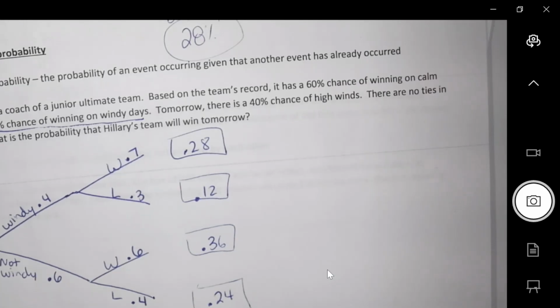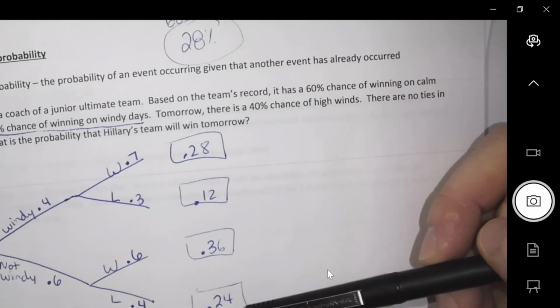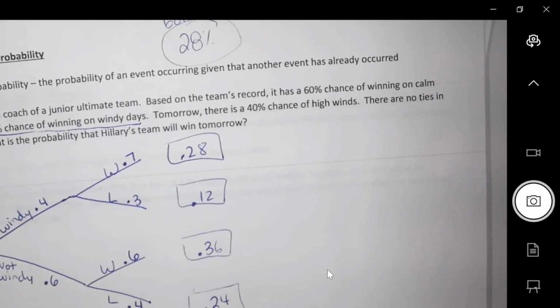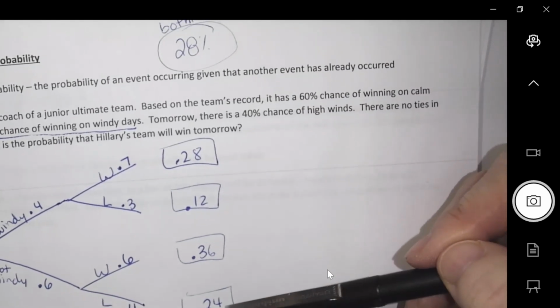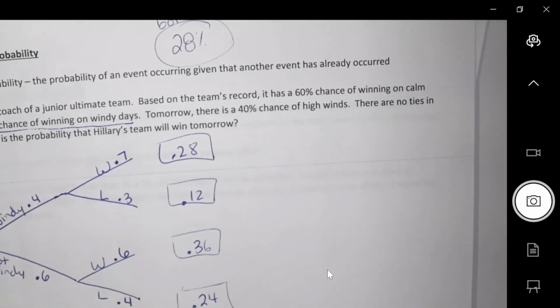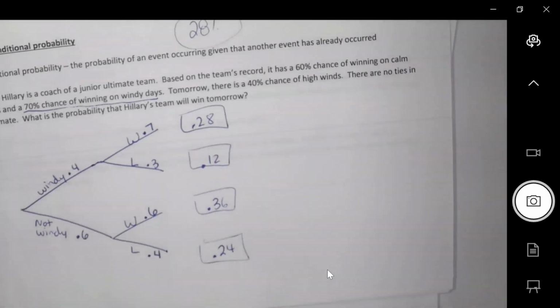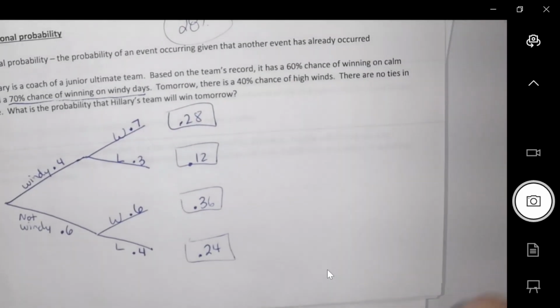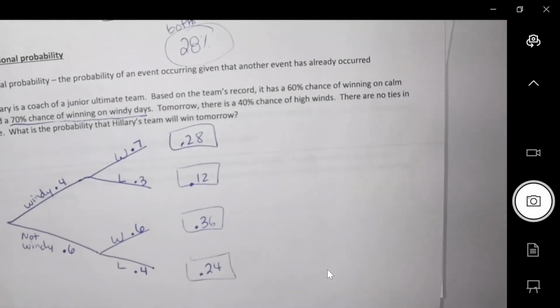Okay, by the way, does anybody know what all of these decimals should add up to? All the things that could possibly happen should always add up to what? 100%, or just the number 1. So this would add up to 1.